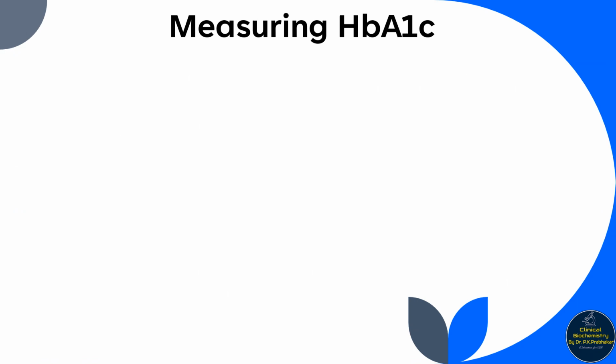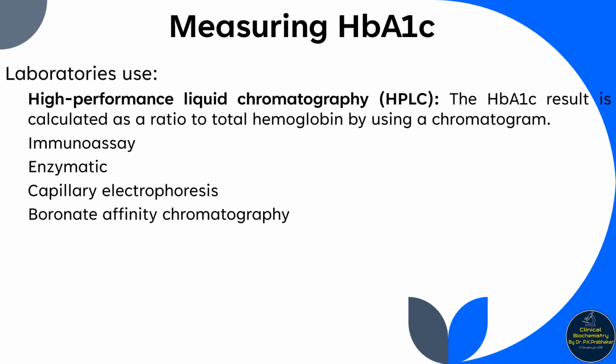When we are talking about structural differences, then we have affinity chromatography and immunoassay, and chemical methods are the third option. So there are three methods: charge difference, structural difference, and chemical methods. The most common method is HPLC.